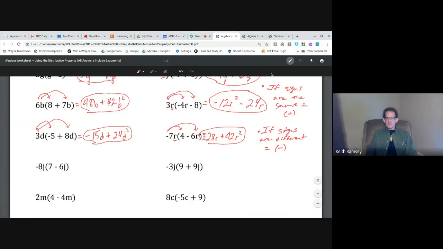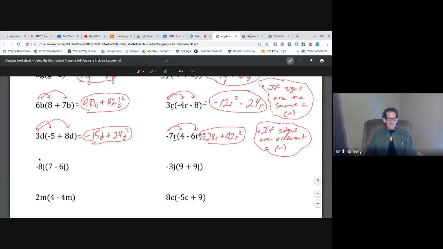Yeah, so if this rule helps right here, just think if the signs are the same, that means both negative or both positive, then it's positive. But if the signs are different, negative times a positive or positive times a negative, if they're different, then it's negative. That might help. All right.